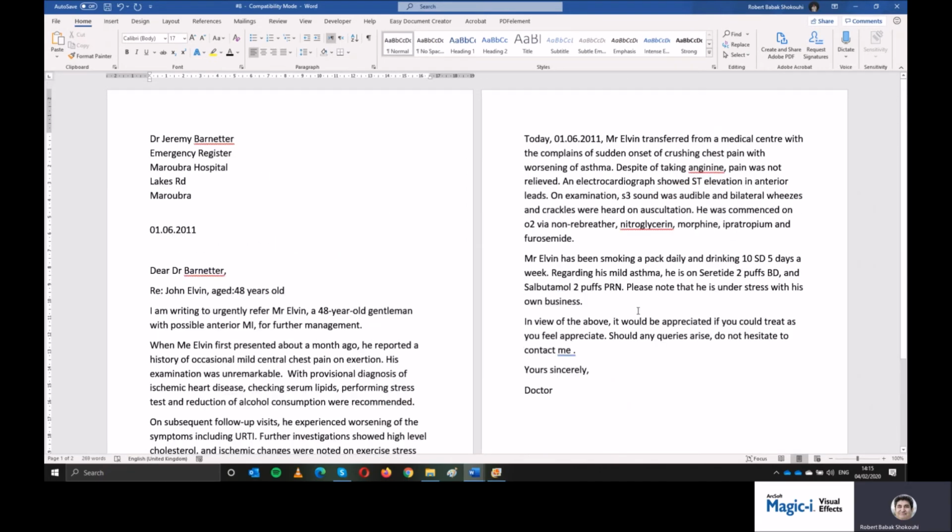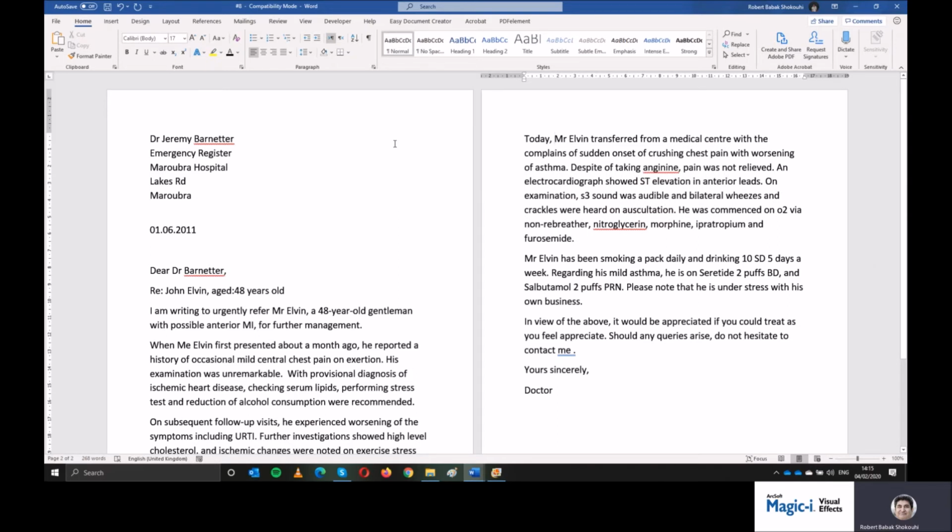Today, on the 1st of the 6th, do we need to say that? I think no. Elvin transferred from a medical center with complaints of chest pain, so that is not true. With the complaints of sudden onset crushing chest pain, with worsening of asthma. Despite taking anginin, pain was not relieved.